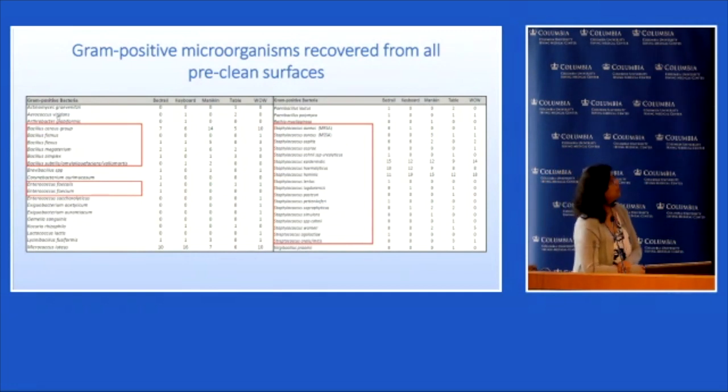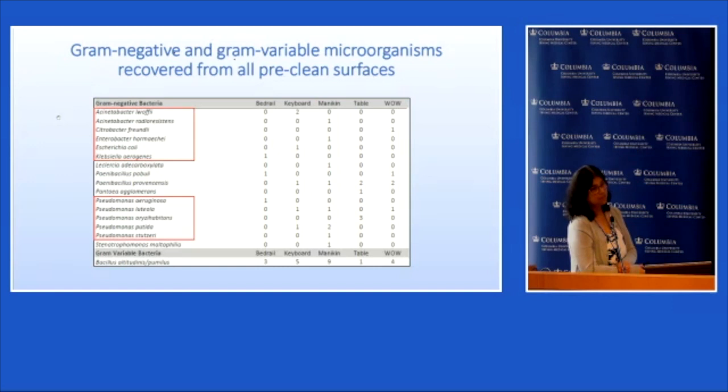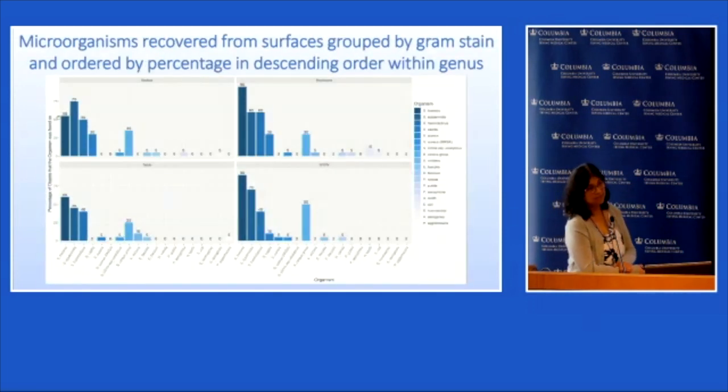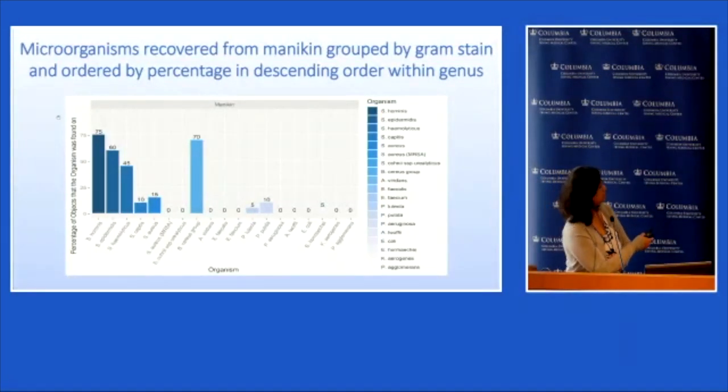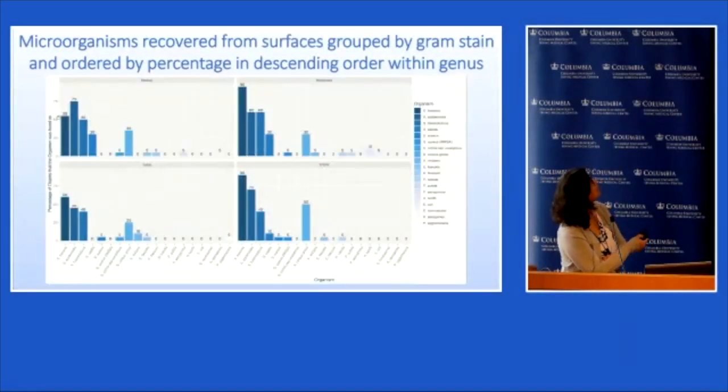And we then wanted to look at the gram-negative ones, and you can see that there is more variety among the gram-negative ones. We recovered Acinetobacter, Citrobacter, Enterobacter, E. coli, Kleb, as well as Pseudomonas. And so we wanted to see what is the distribution of these gram-positive versus the gram-negative bacteria within each of these surfaces. And what we found is that for all of these surfaces, we recovered more of the gram-positive versus the gram-negative.